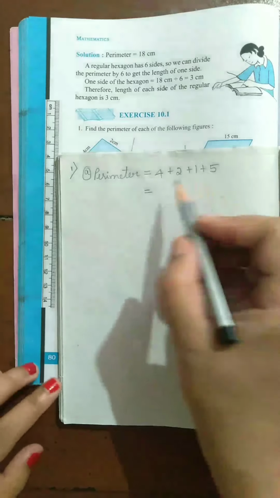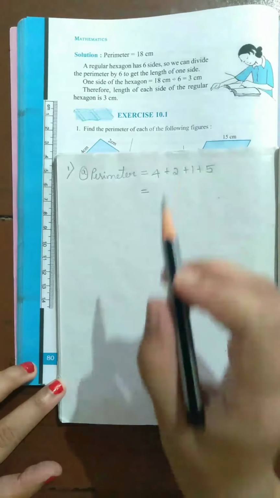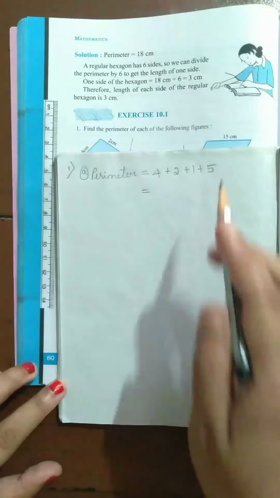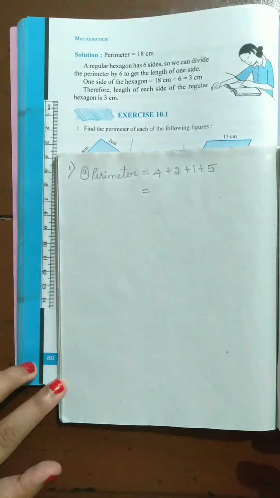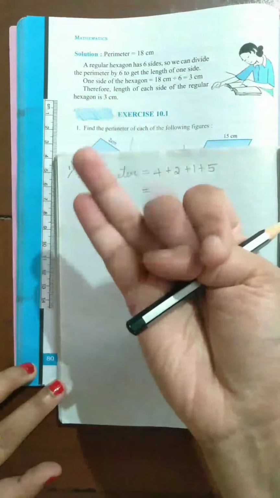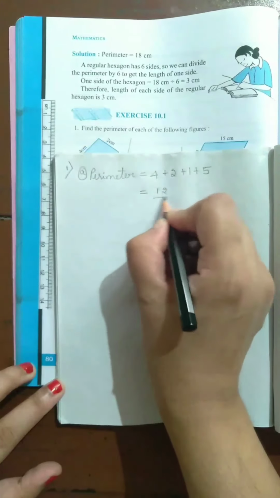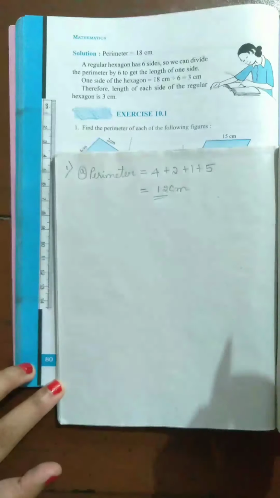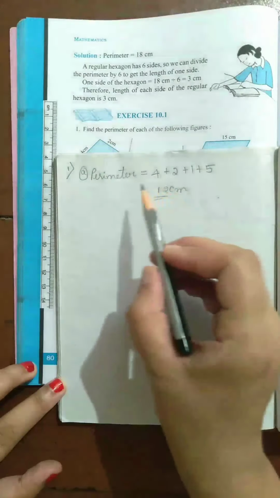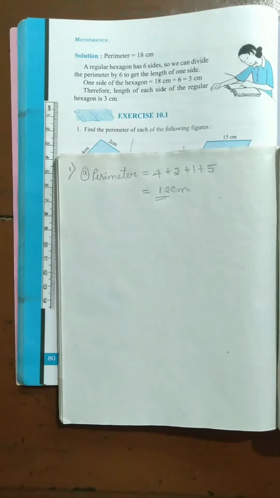Therefore, children, perimeter is equal to 4 cm plus 2 cm plus 1 cm plus 5 cm. On adding all these numerical values, 4 plus 2 is 6, 6 plus 1 is 7, 7, 8, 9, 10, 11, 12. Therefore, children, the perimeter is equal to 12 cm, because all these numerical values are in centimeter measurement. Therefore, the perimeter will be equal to 12 cm.